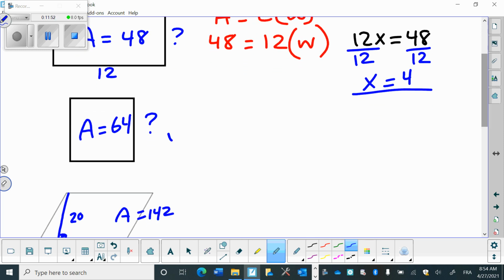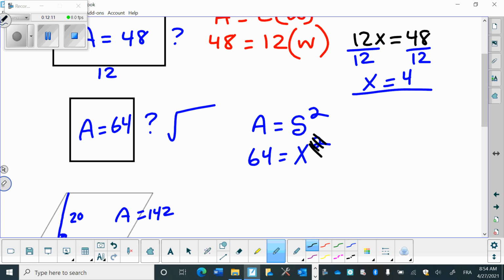This one here, use your famous square root button. So if they're giving you the area of side squared, right? So area 64, your side is basically your X. And remember, the opposite of squaring something is square rooting the other side. We saw a little bit of this when we looked at circles. X is equal to 8.